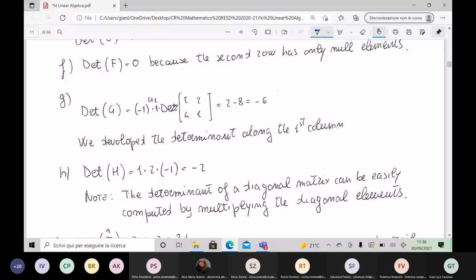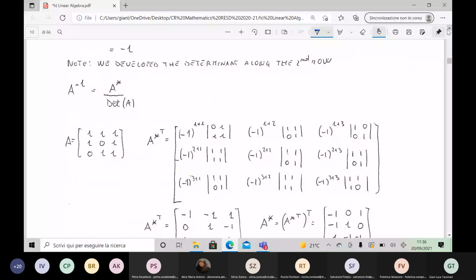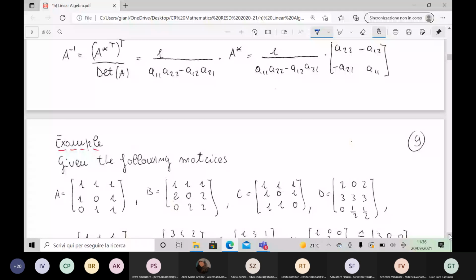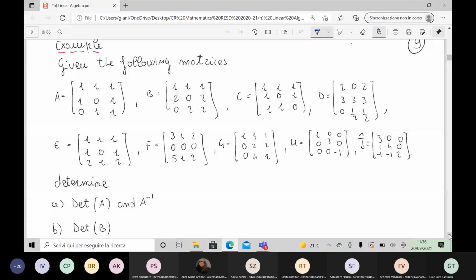Now let me go above. Determinant of this one. Guys, this is an example of a diagonal matrix. Why? Because all the elements above the main diagonal, A11, A22, A33, and all the elements below the main diagonal are 0. And as I told you before, the determinant of a diagonal matrix can be simply computed by doing the product of the diagonal elements. So 1 times 2 is 2, times minus 1 is minus 2.